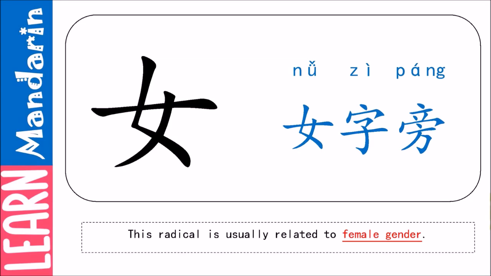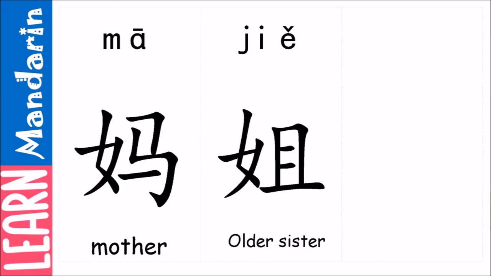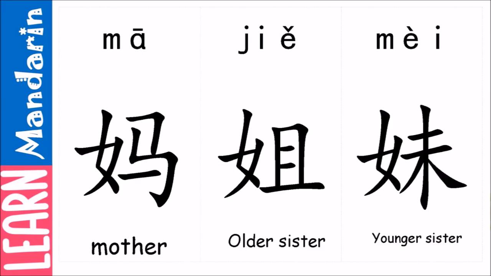女字旁. The Chinese radical 女字旁 is usually related to female gender. Examples of words that have 女字旁 are 妈, which means mother, 姐, which means older sister, and 妹, which means younger sister.